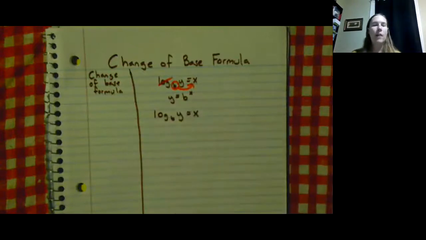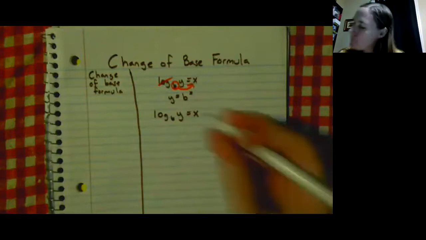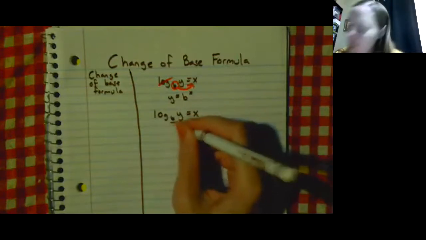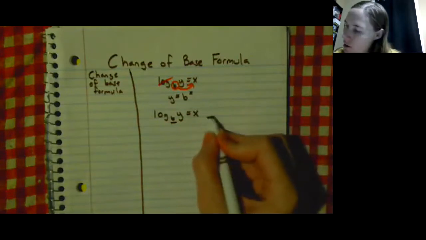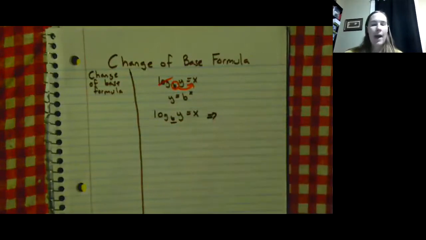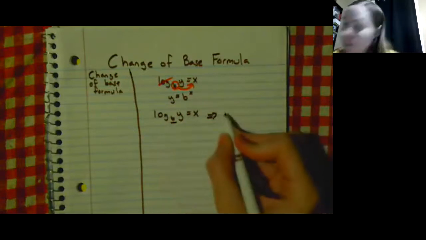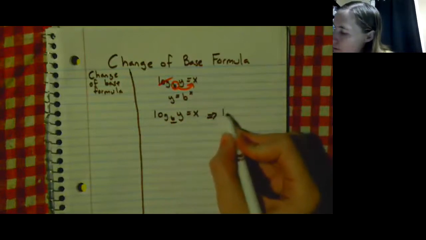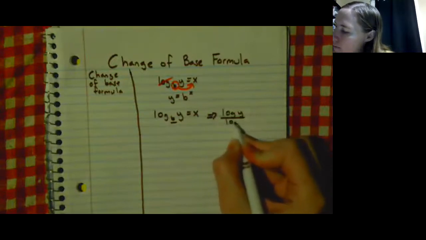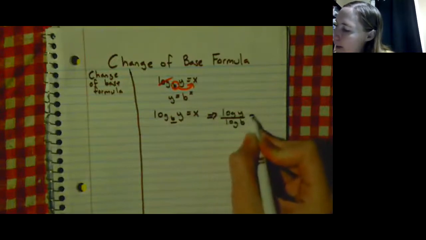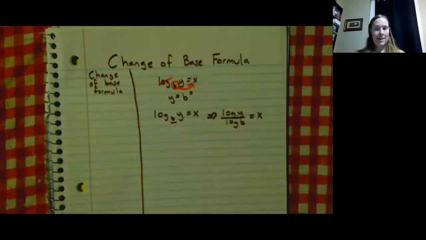The way we solve it, our change of base formula, is our b stays at the bottom. It's our base. So we can still figure out what x is by dividing. We have log of y divided by log of the base equals x.